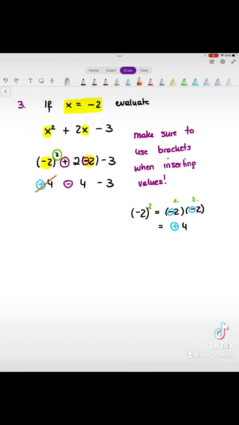And the last step then is to actually evaluate what 4 minus 4 is. That would be 0. And if we take 3 away, we end up at -3.